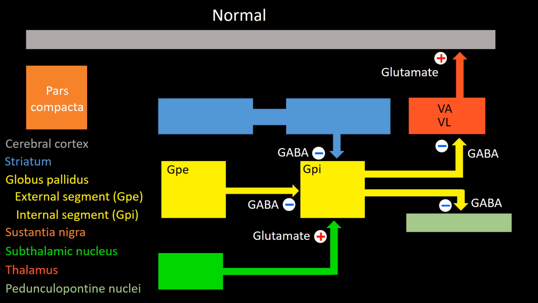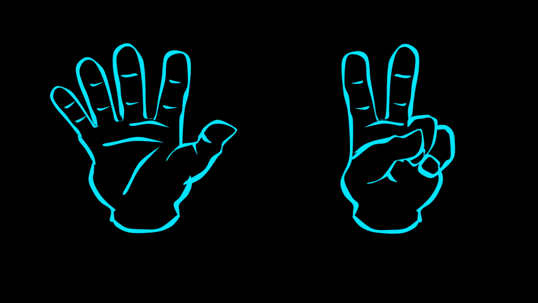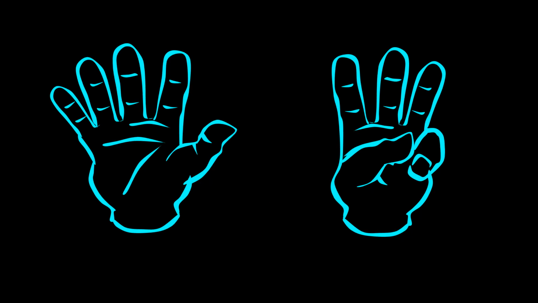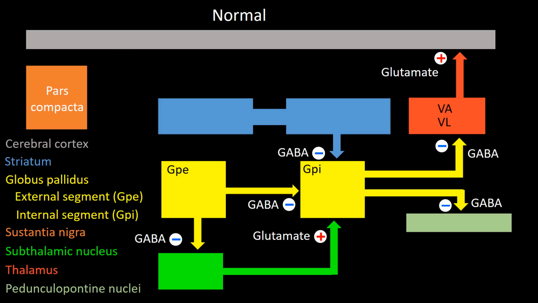This is an inhibitory connection. The seventh connection goes from the external segment of the globus pallidus to the subthalamic nucleus. This is an inhibitory connection. The eighth connection goes from the striatum to the external segment of the globus pallidus. This is an inhibitory connection.